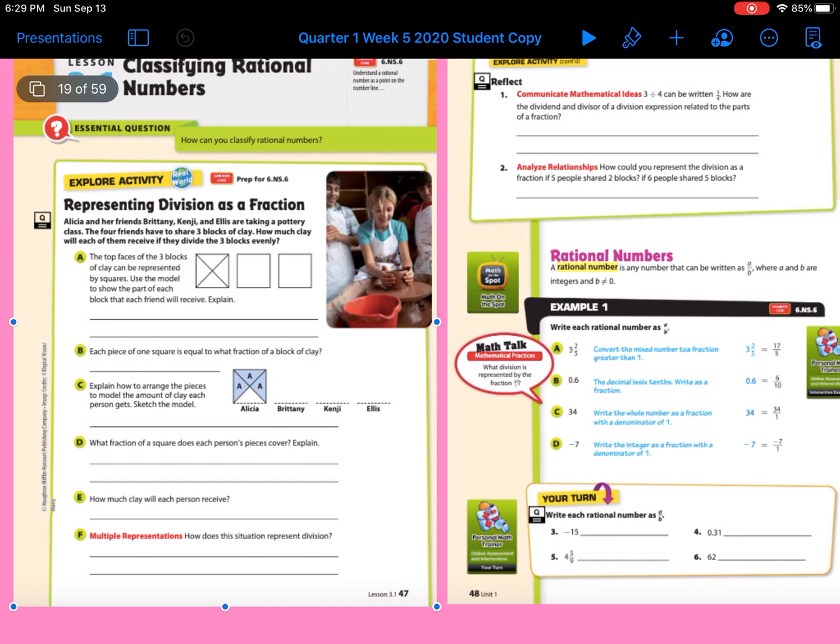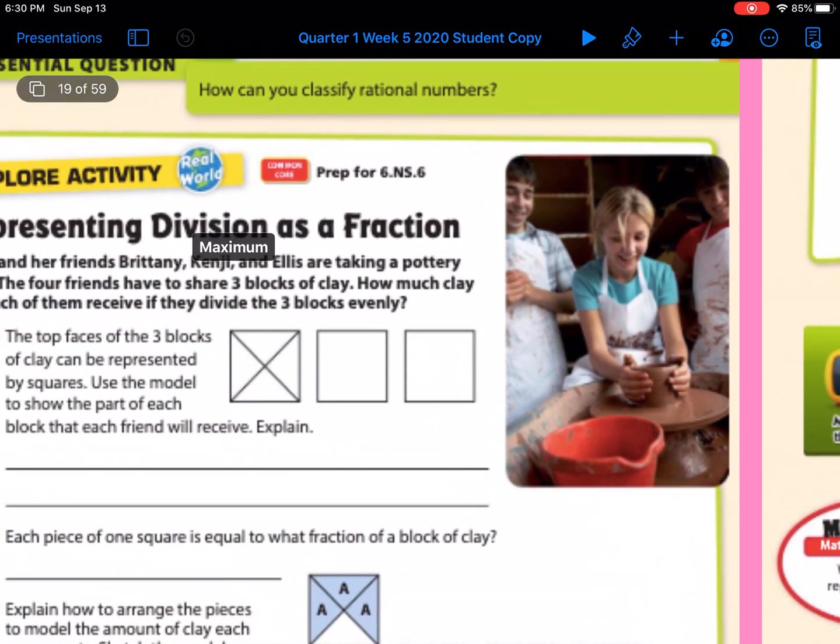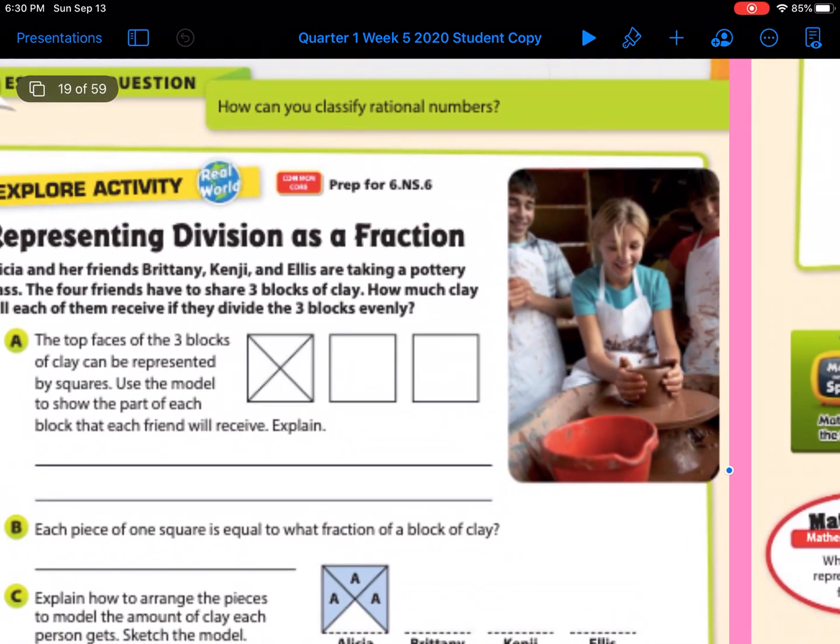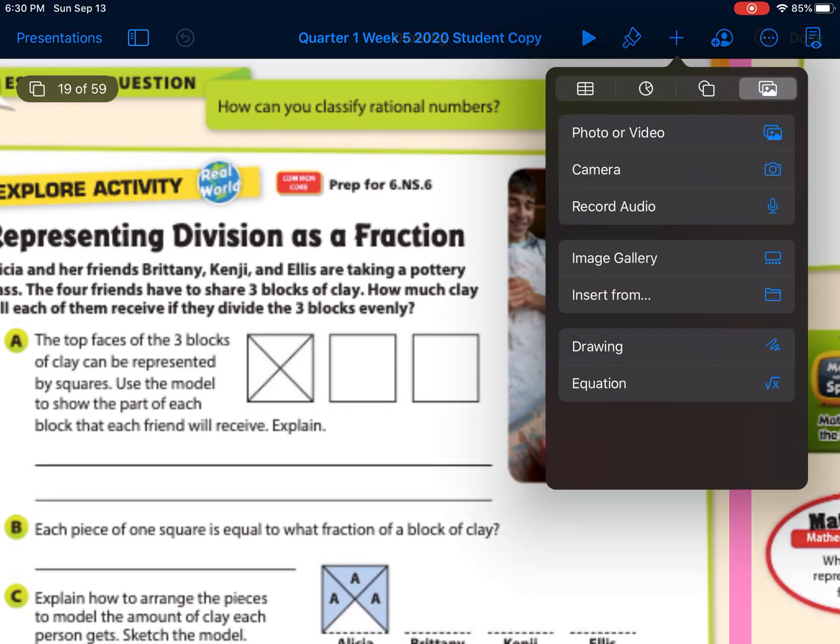The explore activity. Representing division as a fraction. Alicia and her friends, Brittany, Kenji, and Ellis, are taking a pottery class. The 4 friends have to share 3 blocks of clay. How much clay will each of them receive if they divide the 3 blocks evenly? So, the top faces of the block of clay can be represented by squares. Use the model to show the part of each block that each friend will receive and explain. So all we have to do is draw.